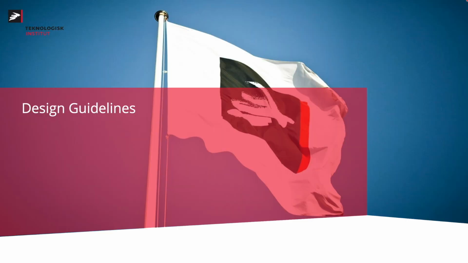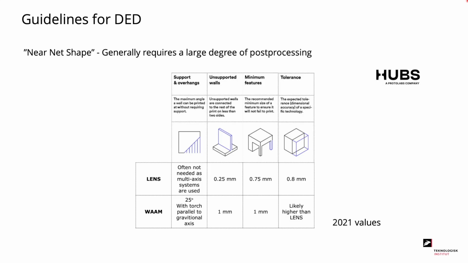Next, let's have a look at the design guidelines for directed energy deposition. Generally, we talk about near net shape processing. This means that all of the components being made generally require a large degree of post-processing. What we see here is an overview of the guidelines for lens and WAM. The table is inspired by similar tables produced by Hobbs. In general, the lens process allows for higher resolution, and it is not in the same need of support as compared to the WAM process.